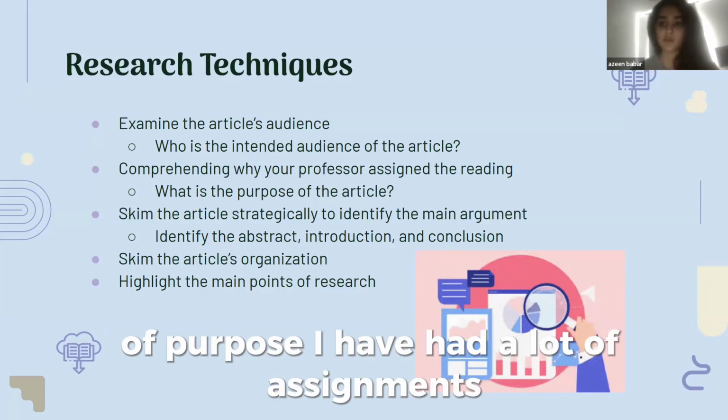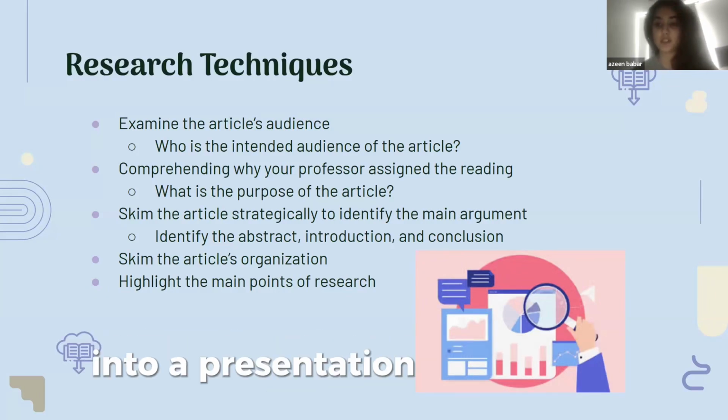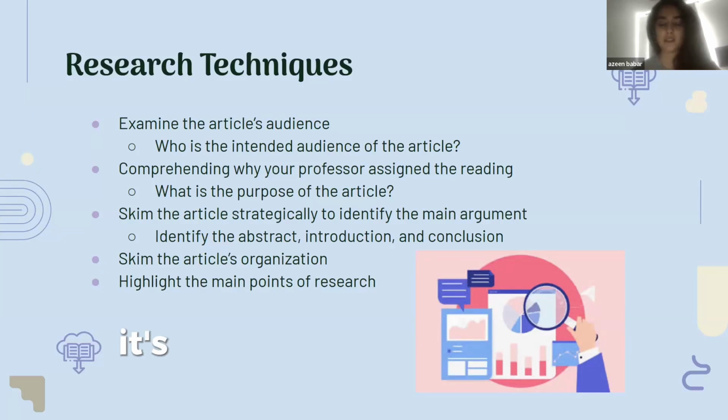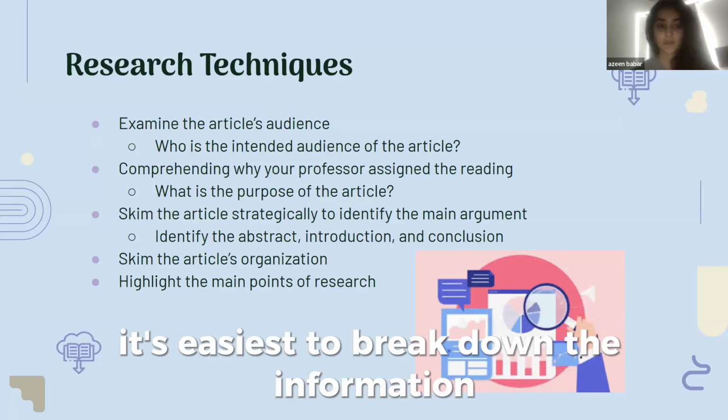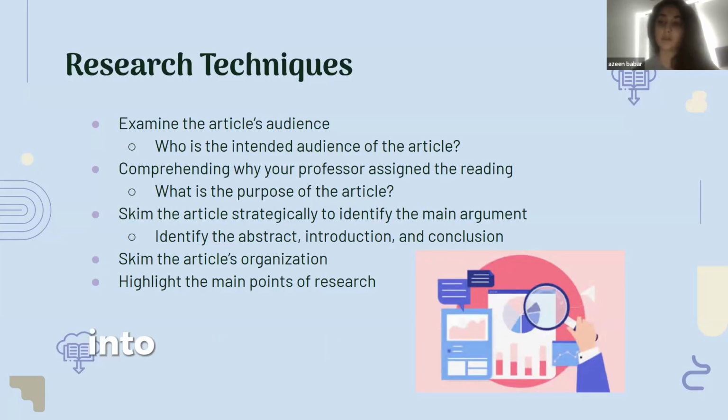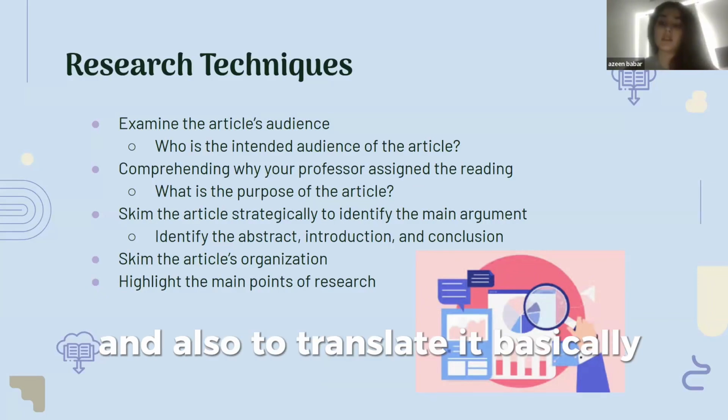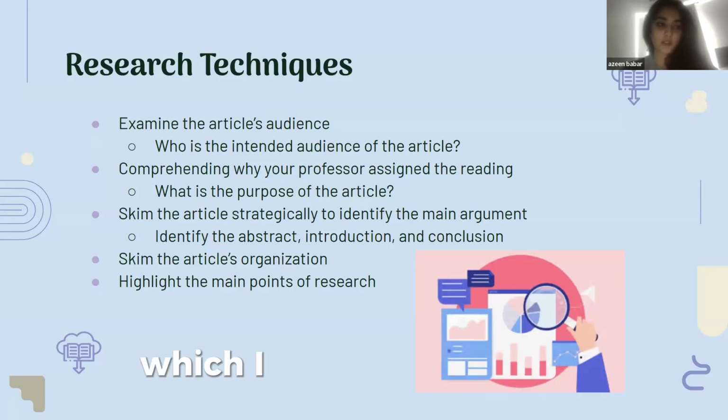I have had a lot of assignments where I have to summarize an article into a presentation, and with that, it's easiest to break down the information into smaller parts so it's easier to digest and also to translate it basically into layman's terms, which I will get into in a bit.